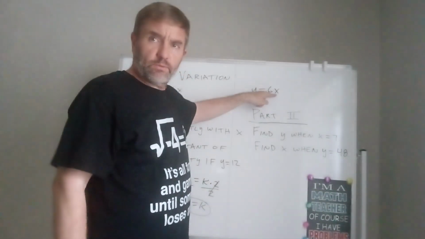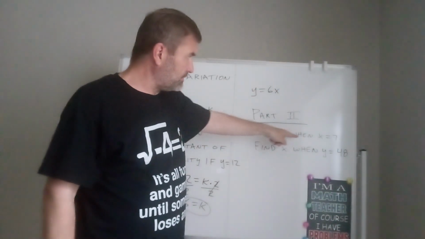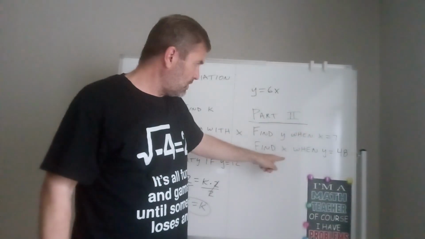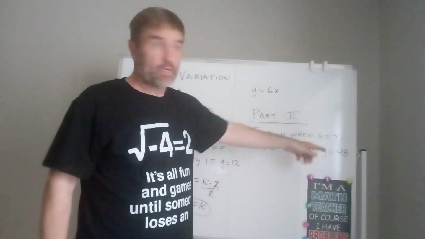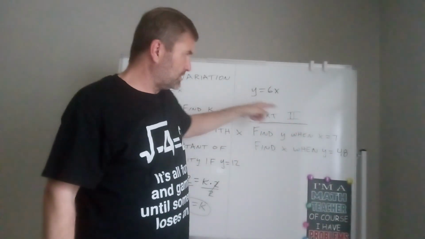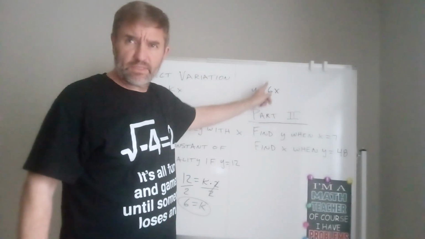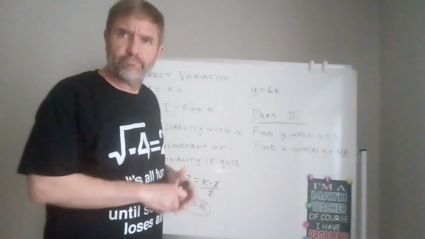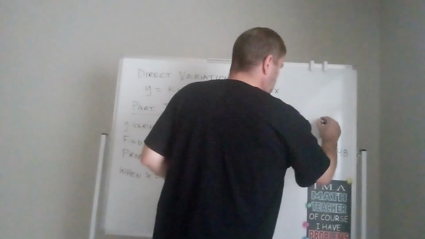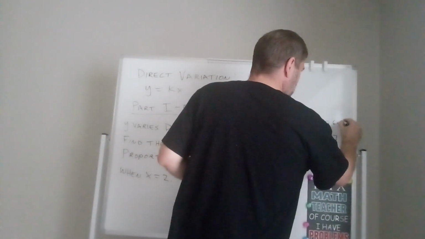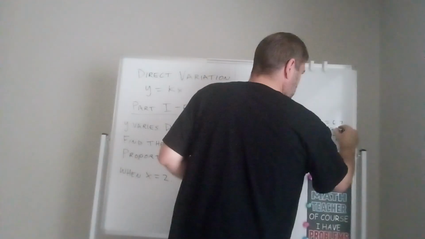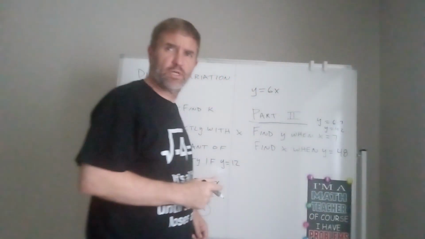Once you have this, y equals 6x, then you can find either y when x is a number, or you can find x when y is a number. Well, how do you do that? All you have to do is substitute. So here x is 7. If we substitute 7 in here, we have 6 times 7, which is 42. So y equals 6 times 7, so y equals 42. Straight multiplication, no big deal.